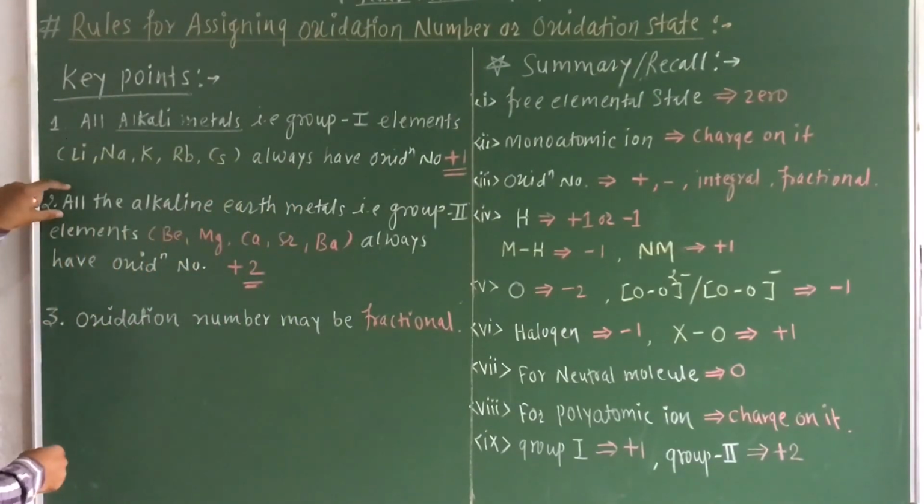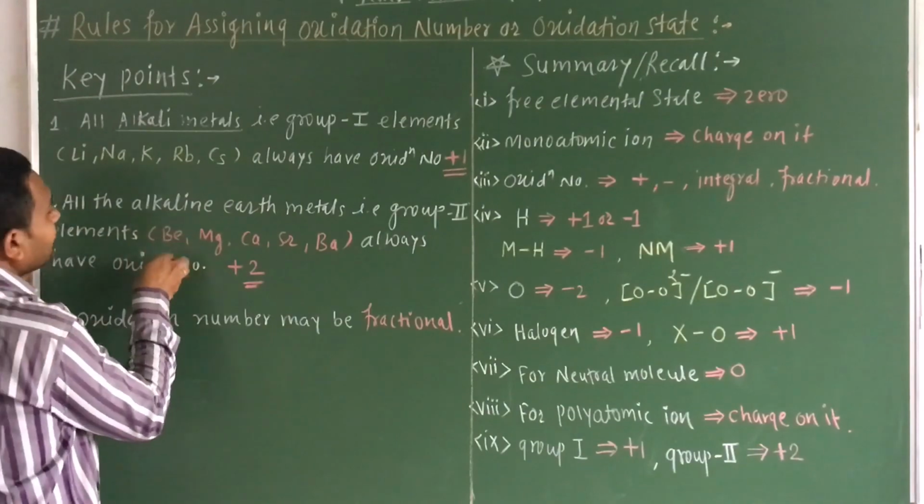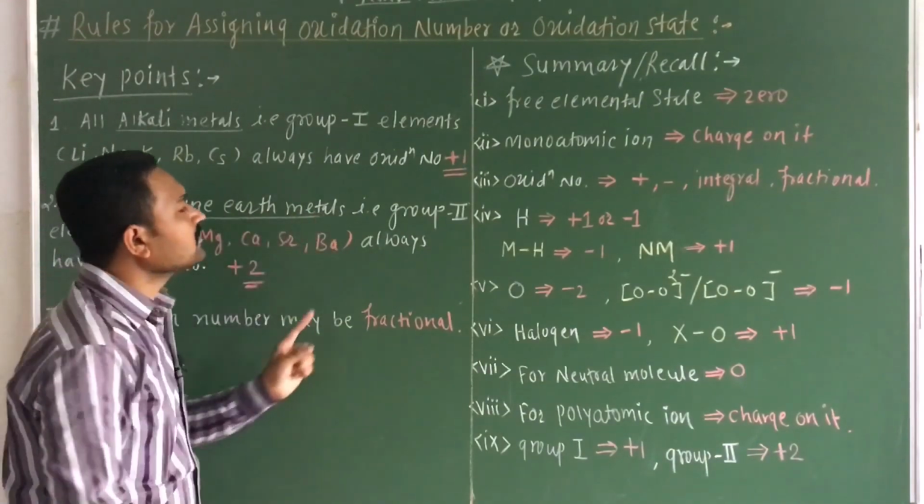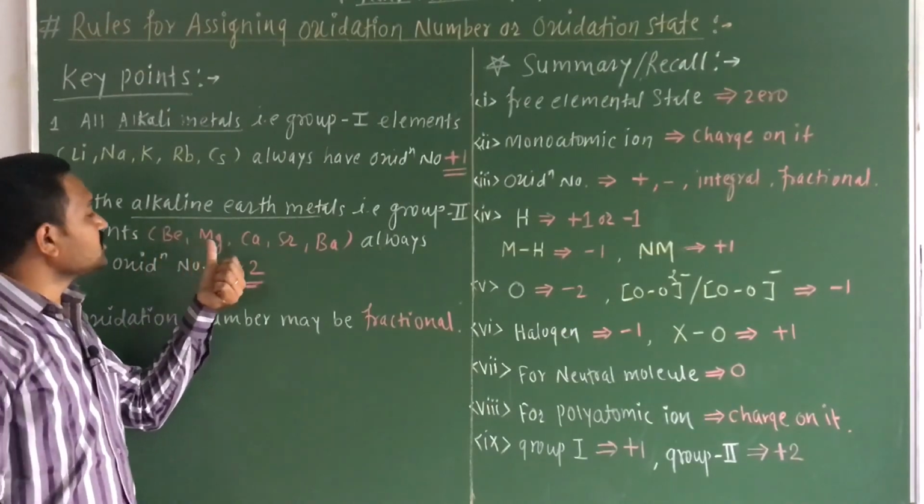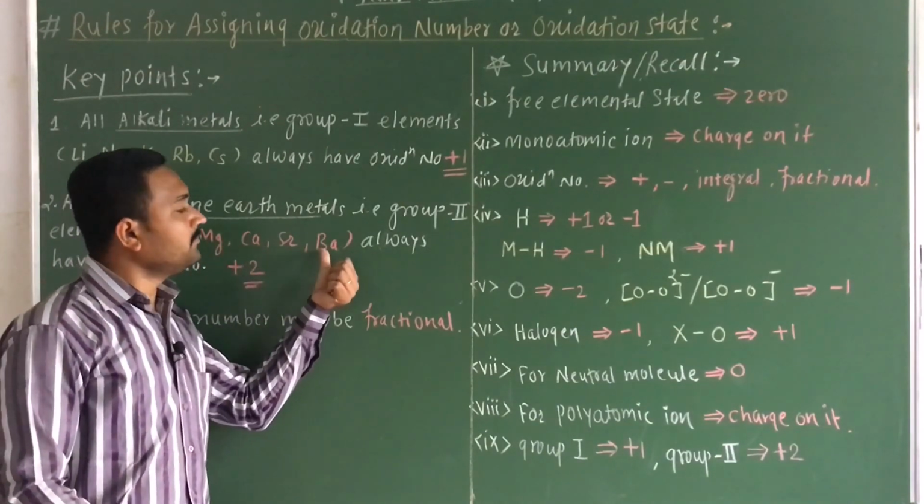Now the second point: all alkaline earth metals, that is nothing but your group second elements. Now which are the elements?